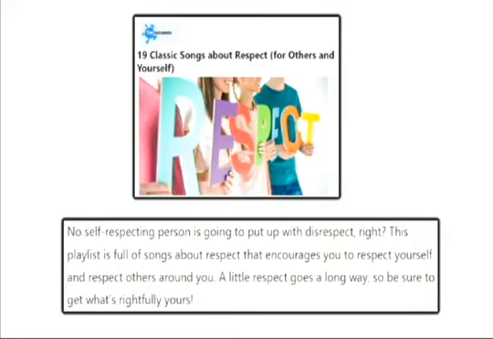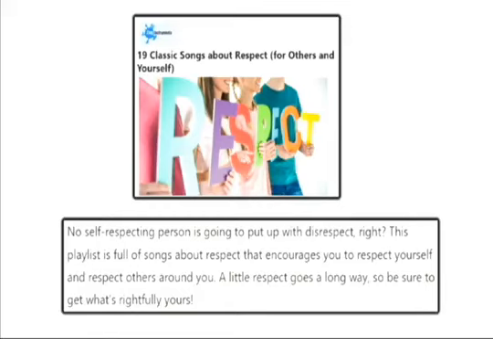Remember, people are reading this, and look at these children holding up the respect sign, and it looks pretty. Doesn't it look kind of clean, and respectable? It says this playlist is full of songs about respect that encourages you to respect yourself and respect others around you. A little respect goes a long way, so be sure to get what's rightfully yours. In other words, make sure that someone gives you respect. And if they don't, like Aretha Franklin once said in that song, R-E-S-P-E-C-T, you don't give me any respect, I'm not giving you any. Very popular song.